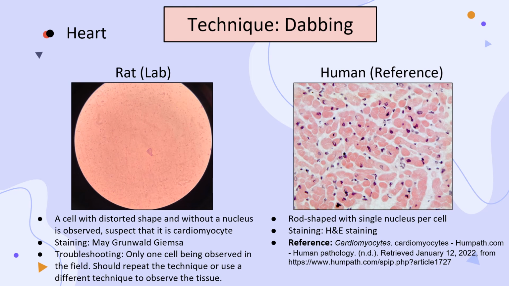Dabbing technique is also used to observe heart tissue. A cell with distorted shape and without a nucleus is observed. We suspect that it is a cardiomyocyte. The staining we use is May-Grünwald Giemsa. However, only one cell is being observed in the field. We should repeat the technique or use a different technique to observe the tissue. As a reference, we have obtained a picture with H&E staining. The cardiomyocyte is rod-shaped with a single nucleus per cell.